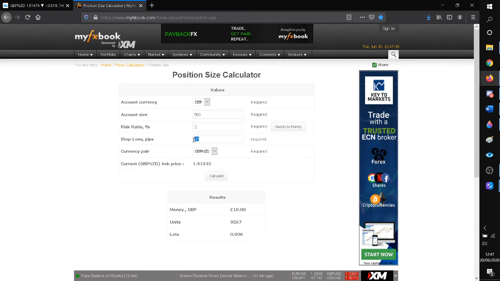If you get stopped out, hit your 20 pip stop loss, you will lose £10. If it moves 20 pips in your direction, you're going to be £10 up. If it moves 40 pips in your direction, you're going to be £20 up, and so on and so forth. That's how you do proper risk management and how to get the proper lot size.